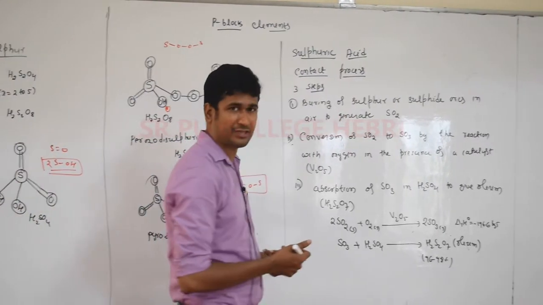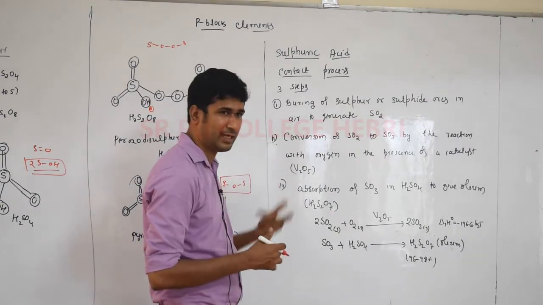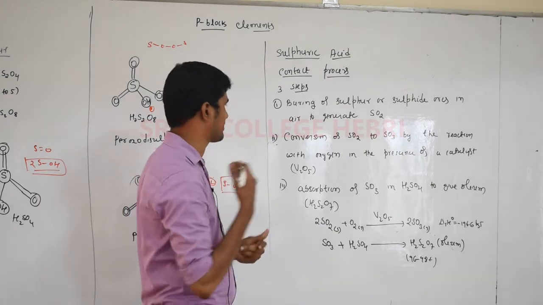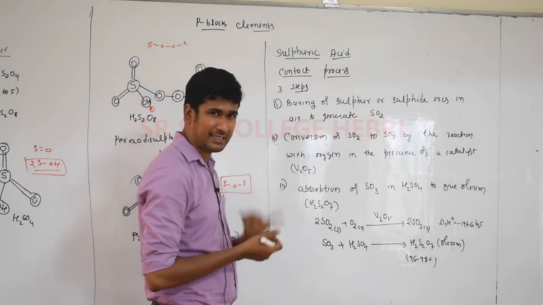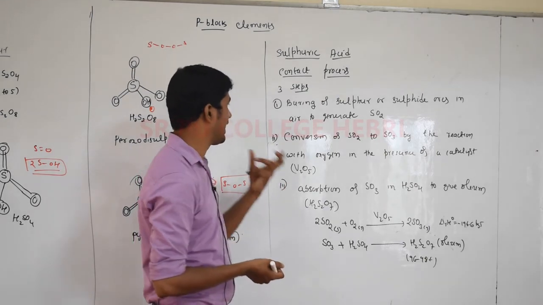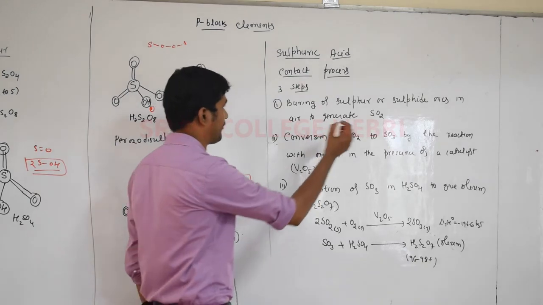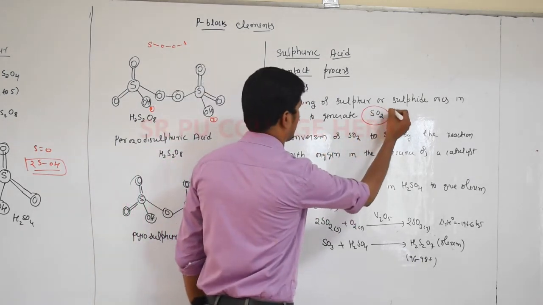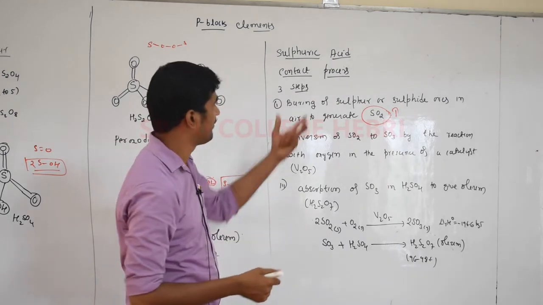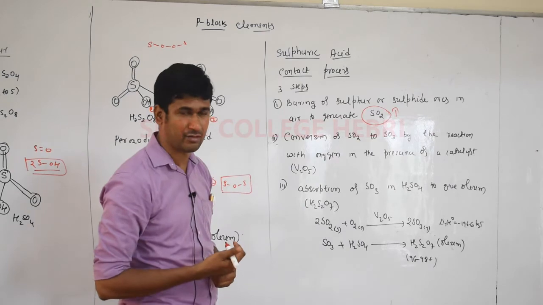Here we are going to study the preparation of sulfuric acid. This will be asked for 3 marks. It's very important. There are 3 steps. The remaining things I will explain in the next class. What are the 3 steps? The first step is burning of sulfur or sulfide ores in air to generate SO2. This is the first step in the production of sulfuric acid. The production of SO2 is very important. By burning sulfur or sulfide we can produce sulfur dioxide.